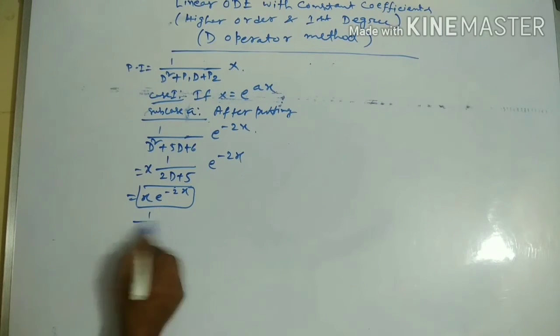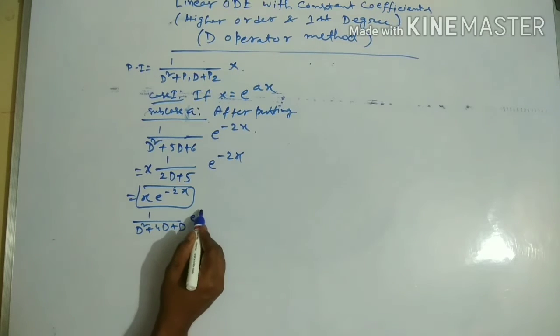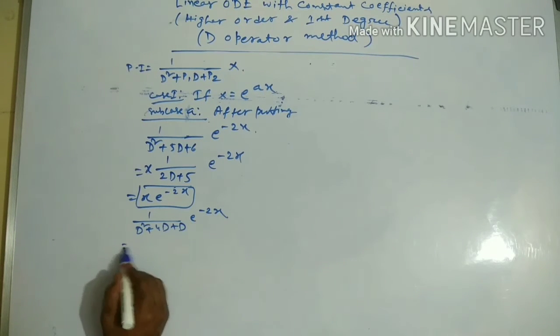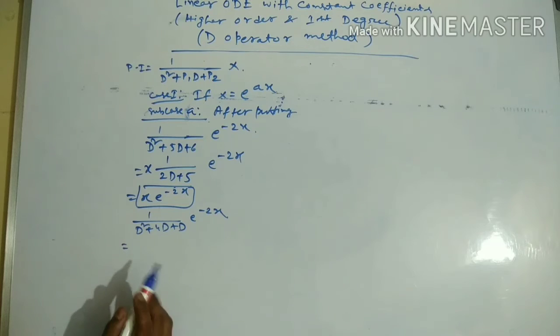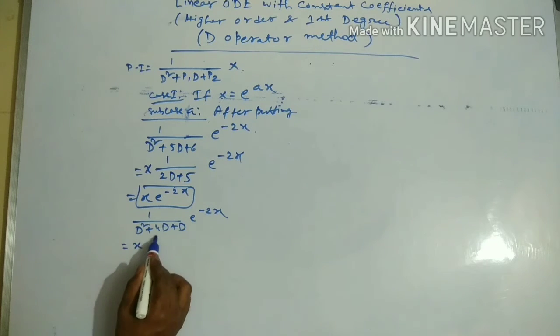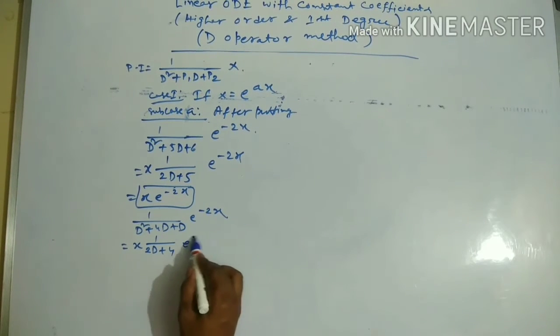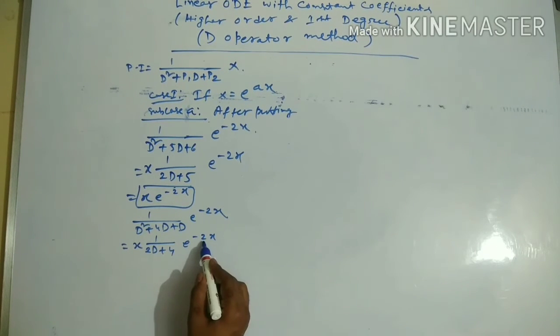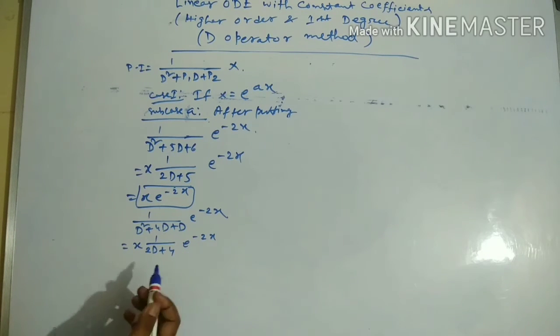Now another example, 1 by D squared plus 4D plus 4, e to the power minus 2x. Now here you see, if you put D equal to minus 2, then it will be 0. So we have to write an x, differentiate once, that is 2D plus 4 operating on e to the power minus 2x. Now again put D equal to minus 2. Again you see that this will be 0. That is f'(minus 2) is 0. So again we have to write another x, that will be x squared.